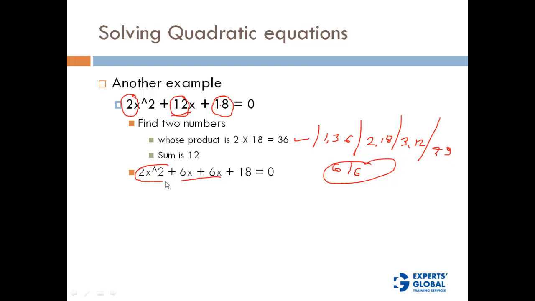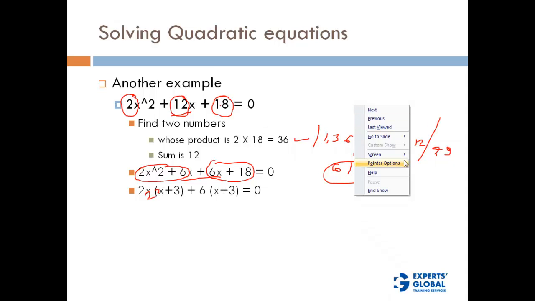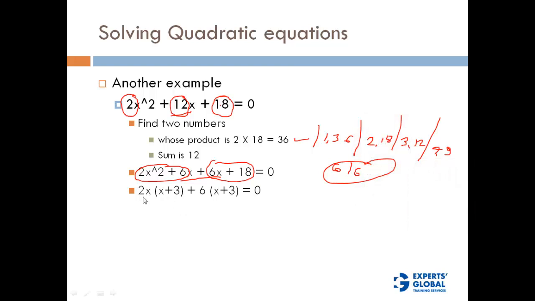We look at these two terms separately, and we also look at these two terms separately. What do we have common here? We have a 2 common, we have an x common, right? So we take this out, 2x common. So what remains in the bracket is x plus 3. From these two terms we have 6 common. What remains is x plus 3. You will see that the same term will be common. It will always be like that.